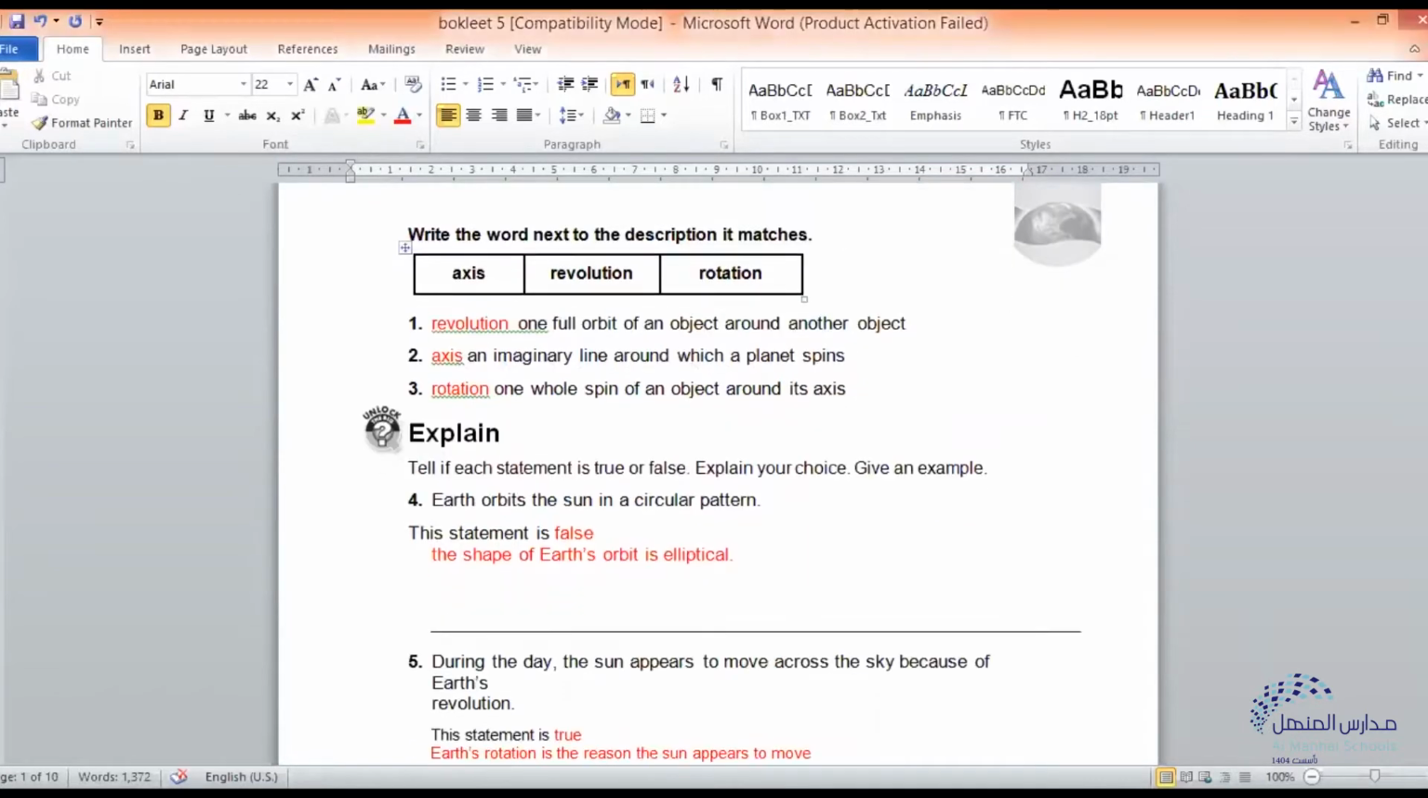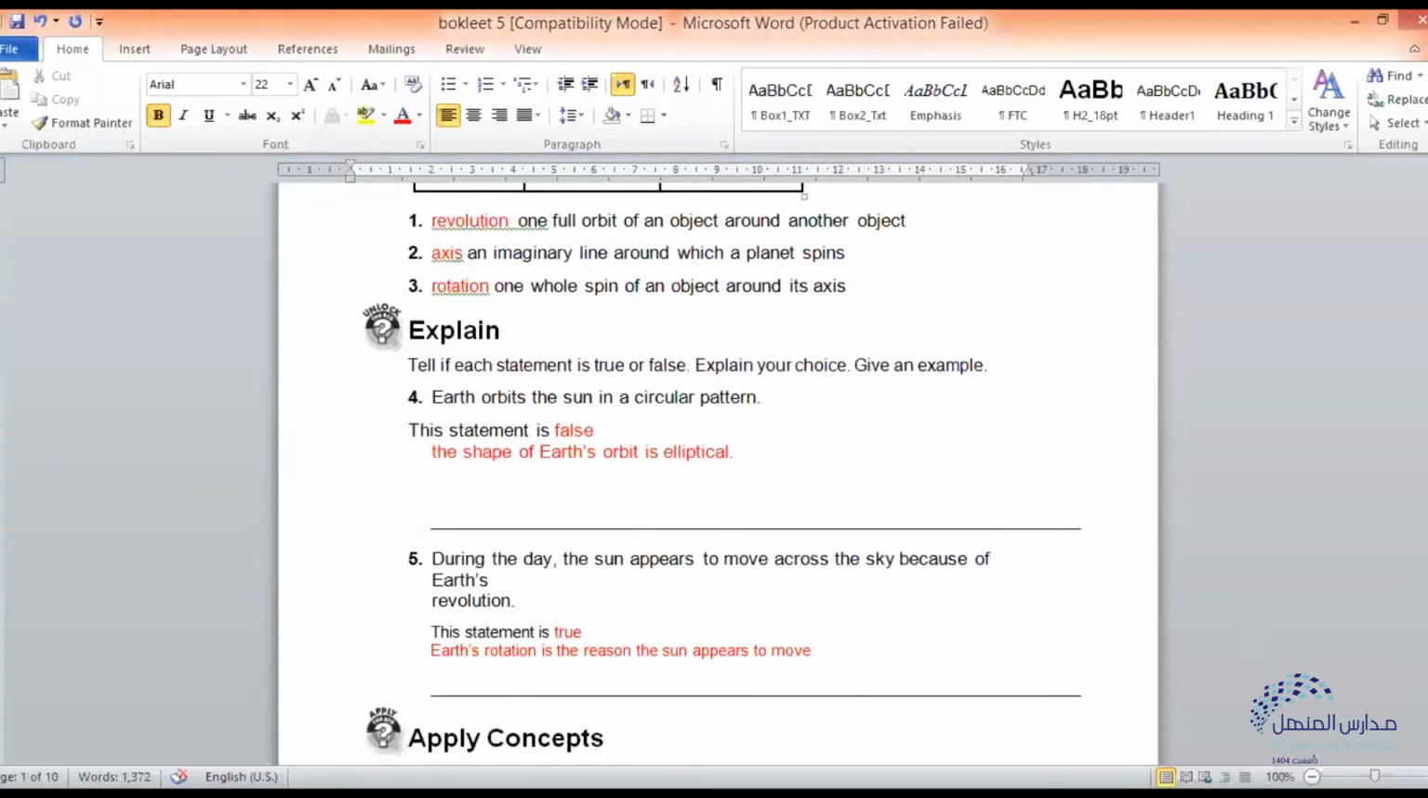Question number 2, explain if the sentence is true or false and give me an explanation. Earth orbits the sun in a circular pattern. This statement is false. The shape of Earth's orbit is elliptical, an ellipse or oval.